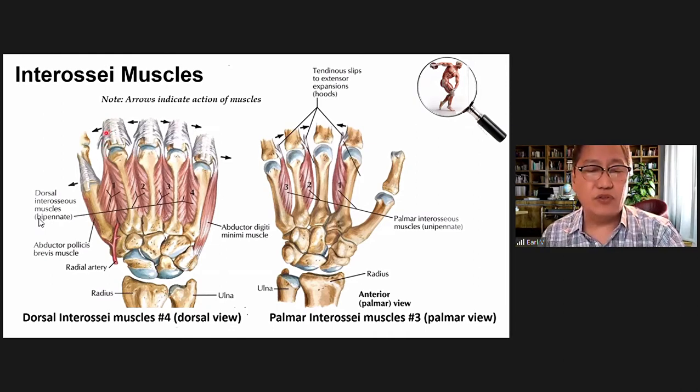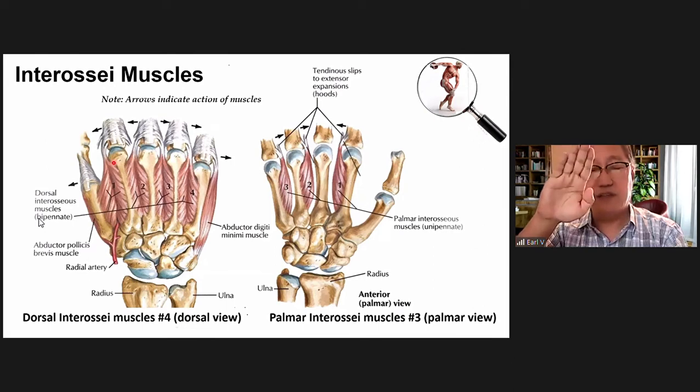So it converges to a tendon that attaches at the lateral portion of, let's say this is the radial side, this is the thumb area, the lateral portion of the second digit, the proximal phalanx of the second digit. So there are four dorsal interosseous muscles: 1, 2, 3, 4. You can see their insertion. This is to abduct. If this is the axial line, the midline, the middle finger, this will abduct the fingers. This is the job of the dorsal interossei muscles.